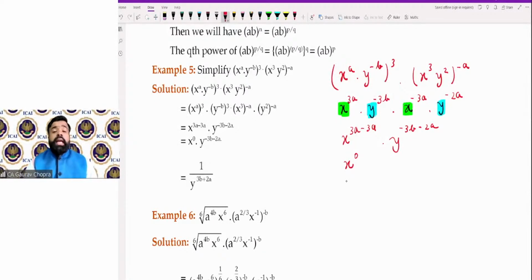Now y is having negative power. So it can also be written as 1 upon y to the power of 3b plus 2a. So power will change the sign. Negative will become positive. So therefore, x to the power of 0 is also 1. So result will be 1 upon y to the power of 3b plus 2a. This is the final result.